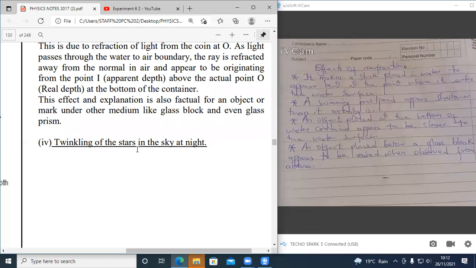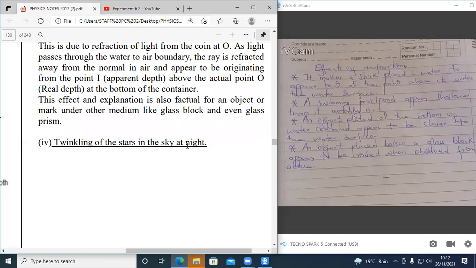The twinkling of stars in the sky. You can see that. This is also another one. You add this one. This is the fourth one. The twinkling of the stars.